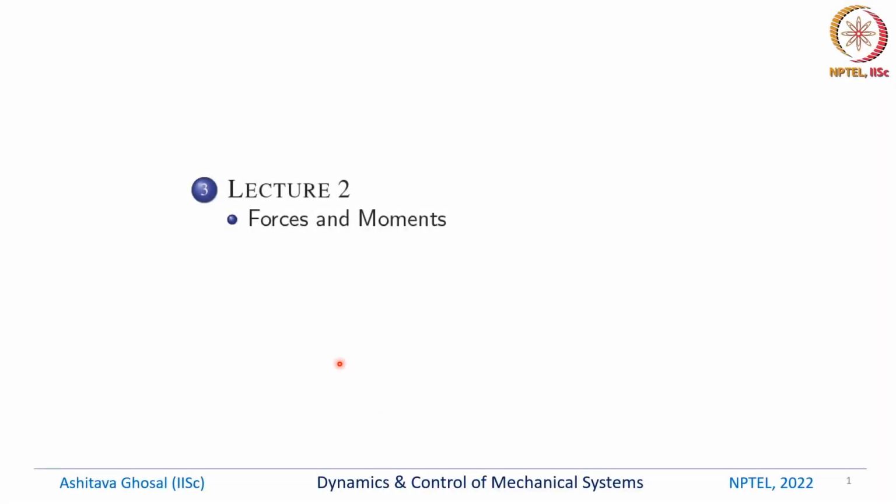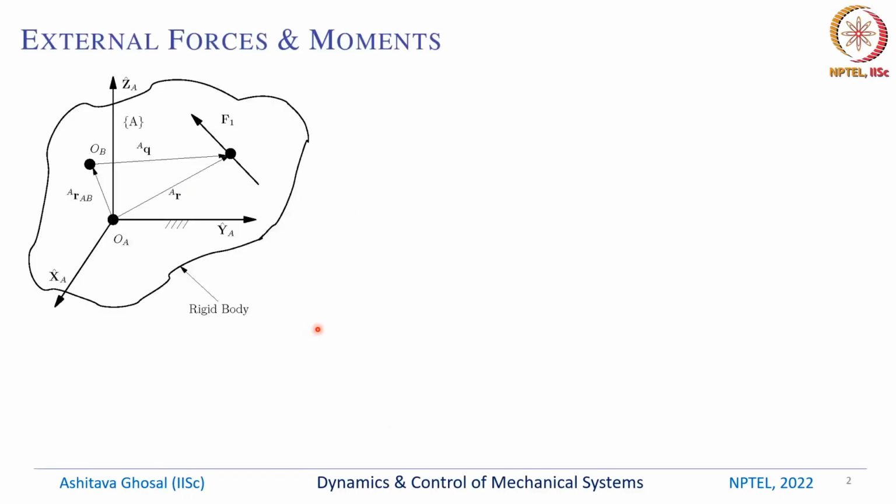So in the next lecture, we'll look at forces and moments. Let's just introduce the topic. Basically, I have a rigid body, which has an origin OA and some x-axis, y-axis and z-axis.